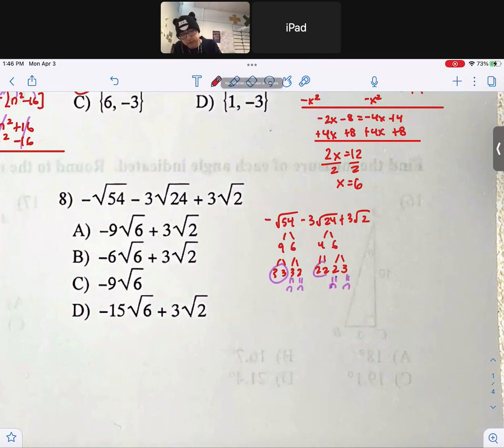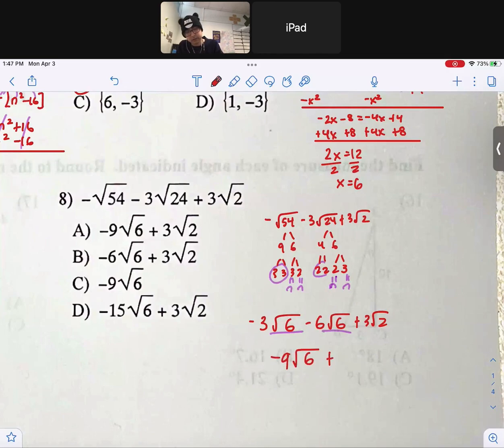This set of 2's times negative 3, right? So negative 6 square root of 2 times 3, which is 6, plus 3 rad 2. And because these have the same radicand, we can combine only those. So negative 3 minus 6 is negative 9 rad 6 plus 3 rad 2, which would be A. That would be A.